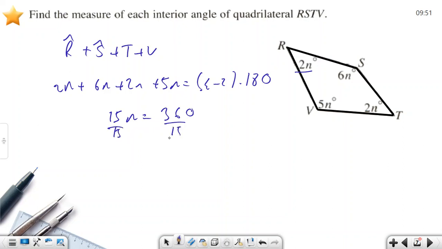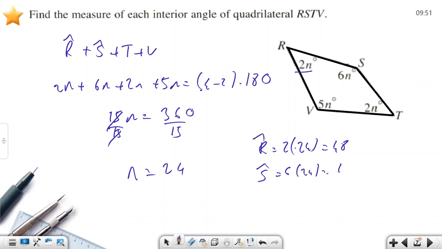Divide by 15, divide by 15, simplify, n equals 360 divided by 15, so 24. I calculated the n, but it doesn't ask for that. It asks what is R. 2 times 24, so R equals 48. What is S? It's equal to 6 times 24, which is 144. T is the same as R, 48, because it's 2n, and V equals 5 times 24, which is 120. These are all degrees, of course.